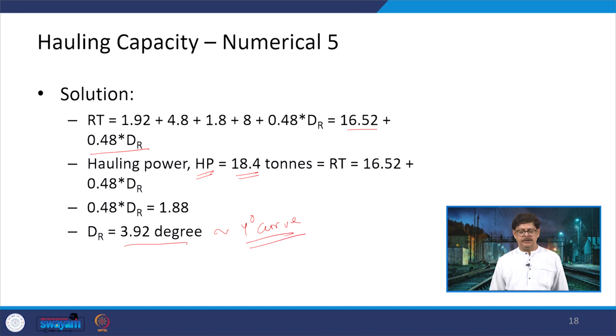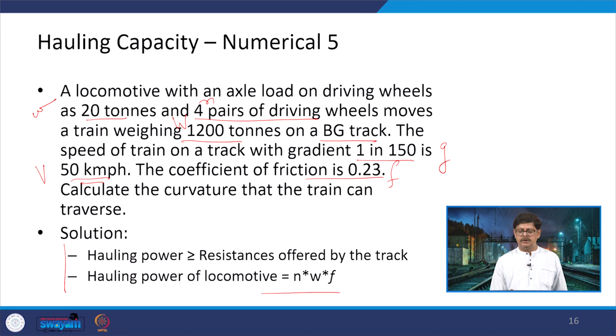So, a 4-degree curve with a gradient of 1 in 150 will sustain a speed of 50 kilometers per hour for a load of 1200 tons, where the locomotive has 4 pairs with each axle having an axle load of 20 tons.